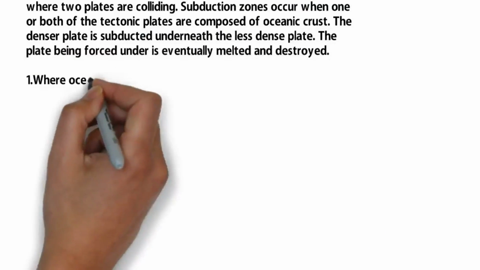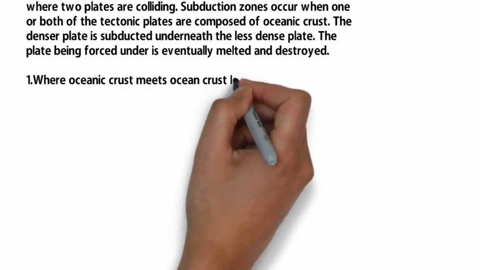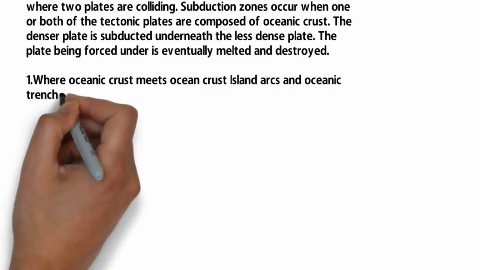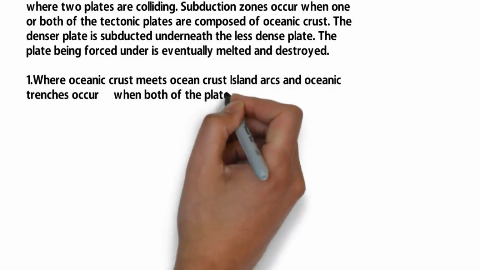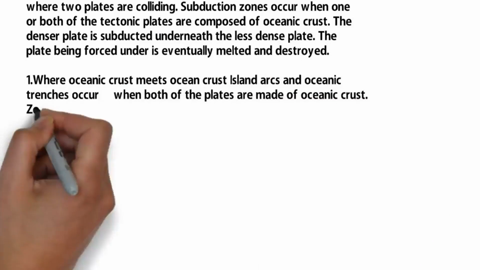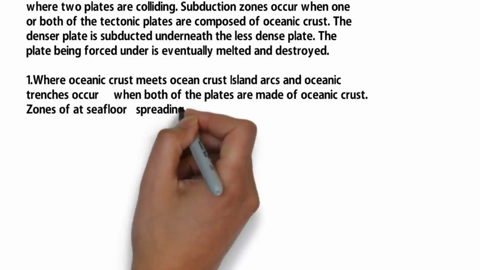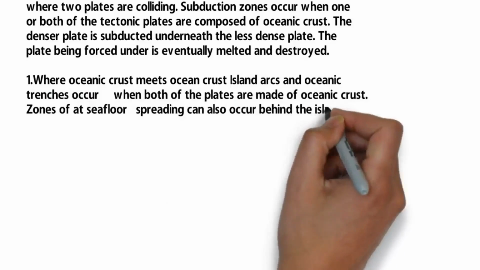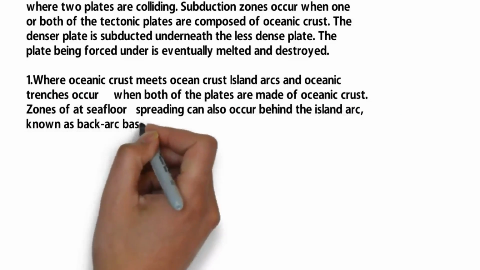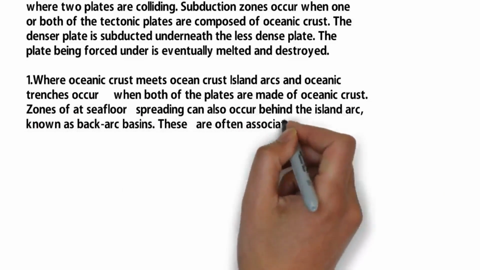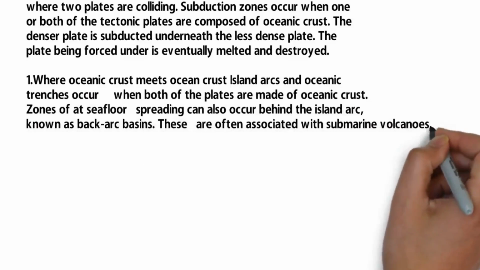1. Where oceanic crust meets oceanic crust. Island arcs and oceanic trenches occur when both of the plates are made of oceanic crust. Zones of seafloor spreading can also occur behind the island arc, known as back-arc basins. These are often associated with submarine volcanoes.